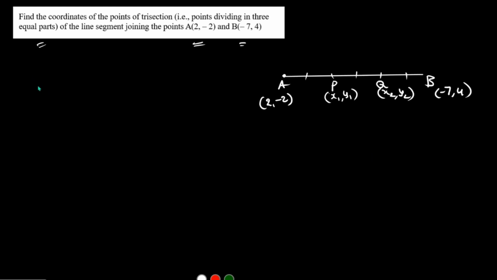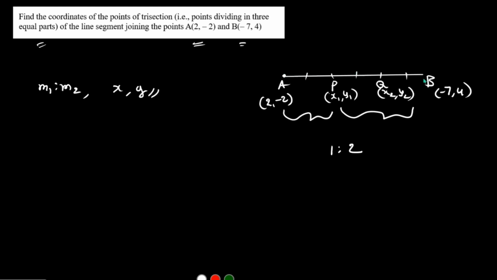Now, we know that if a line is divided in the ratio m1 to m2, we have the section formula for x comma y. So for point P, how is it dividing between points A and B? This distance to this distance is in the ratio 1:2, right? So this is one part and this is two parts, right?